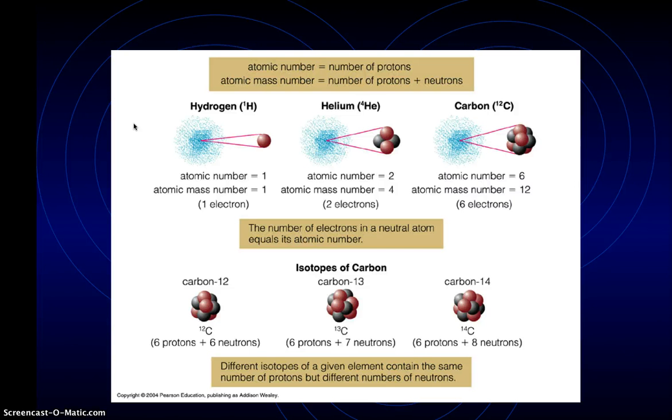Here in this picture, they're showing us the difference between the atomic number, which is the number of protons in the nucleus, and the atomic mass, which is the number of protons plus neutrons in the nucleus. Notice that at the top, hydrogen, helium, and carbon all have different atomic numbers, because they have different numbers of protons. When we talk about isotopes of carbon, they have different atomic mass numbers because they have different numbers of neutrons, but they all have 6 protons, making them carbon.